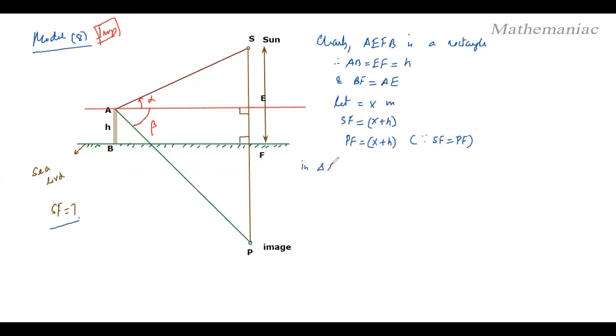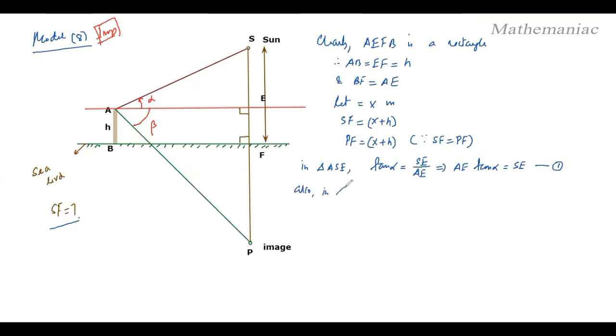So in triangle ASE, if I take tan of alpha, what will I get? Perpendicular, that is SE, by base. Base means AE. So now here also, if I cross multiply, I'll get AE into tan alpha equal to SE. Now here I have to find AE like the previous case. Some value will be there. Let us try.